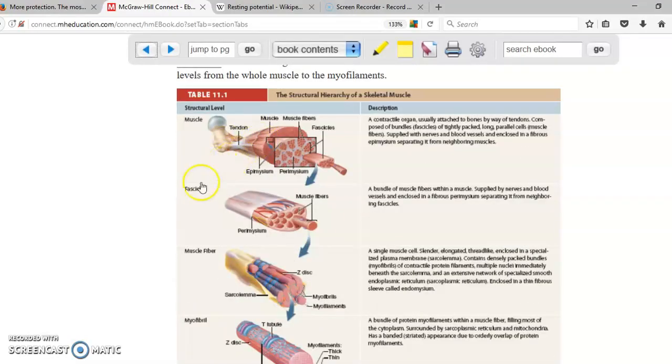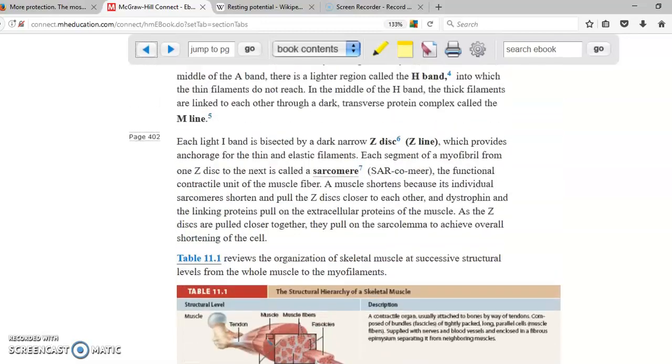What is a muscle made of? Fascicles. What is a fascicle made of? Muscle fibers. What's a muscle fiber made of? Myofibrils. What is a myofibril made of? Myofilaments. Which ones are the myofilaments? Thin and thick. What is another name for thick and thin? Actin and myosin. So let's take a look at this with a little bit more detail.